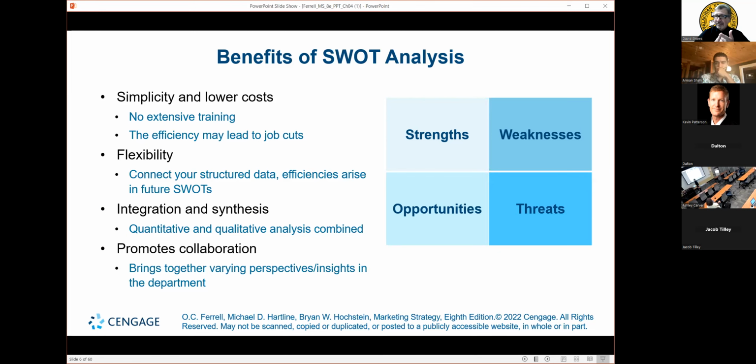It's simple. It's not that hard to understand. It doesn't require intensive training. All that it requires is work. So if you're a good worker, someone who's willing to study and to practice, you'll find that SWOT analysis can be very valuable. It's flexible. You can connect structured data together, create future SWOTs, and have a longitudinal idea. It allows you to integrate quantitative information and qualitative information, which is generally sometimes difficult.